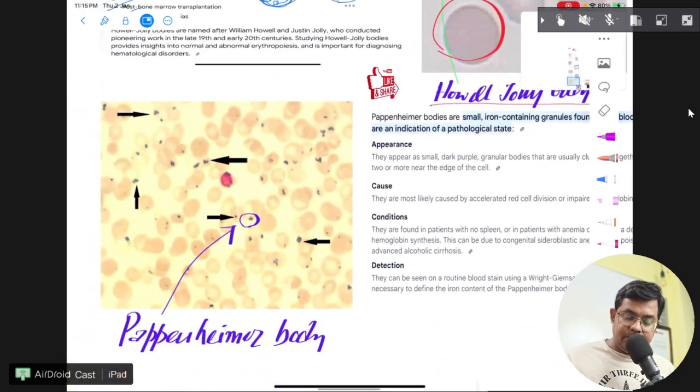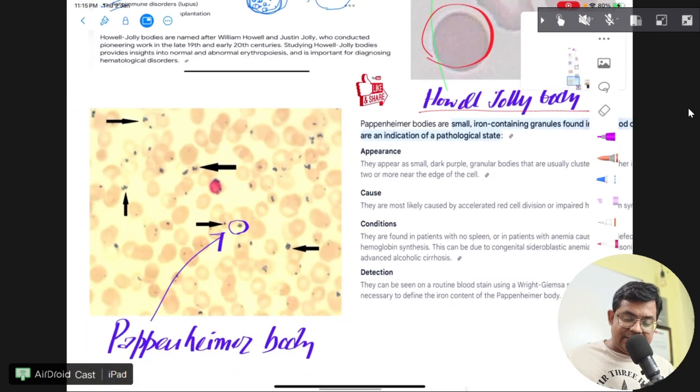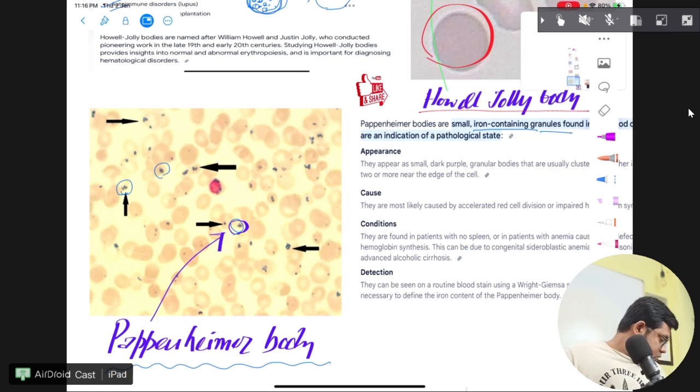Now coming to the next inclusion, that is Pappenheimer body. So these are basically small iron containing granules. These are the iron containing granules, as you can see. And these granules appear blue in Perls stain. So these bluish or dark colored granules are basically Pappenheimer bodies.